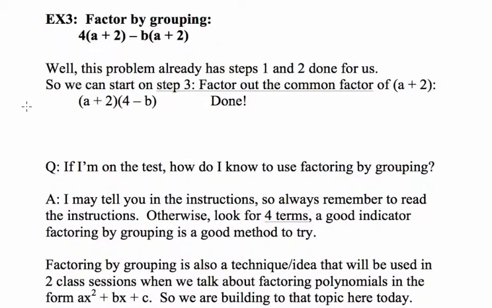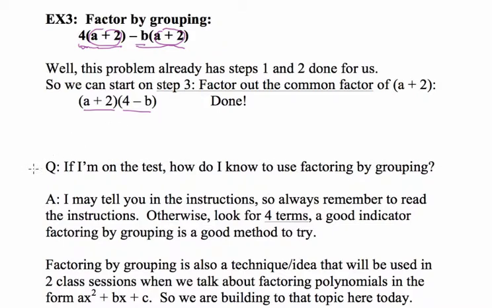Example 3. This one looks a little bit different, and it's actually because step 1 and 2 have already been done for us. All we have left is step 3. If you look, again, it's like I have two terms. There's term 1, there's term 2. Let's just GCF out the a plus 2. The a plus 2 is in common. So I'm going to pull that out to the front and then put my leftovers in the parentheses. The 4 minus b is in the parentheses, and I'm done.